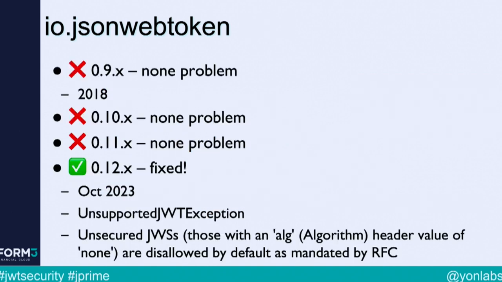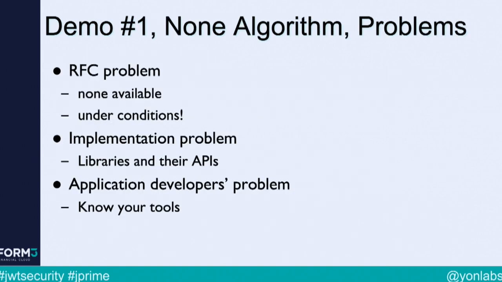So that's only one of the libraries, and not the only one with this problem. But when we take a closer look at our first demo, we see that first of all we have some RFC problem, that this none algorithm is available at all. Obviously, there are some conditions and some constraints under which this algorithm should be implemented, but still many, many libraries do not support the RFC fully, and they support the none algorithm.